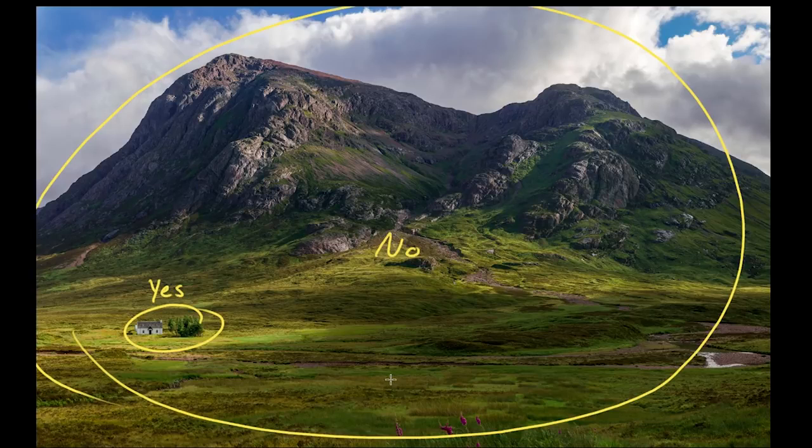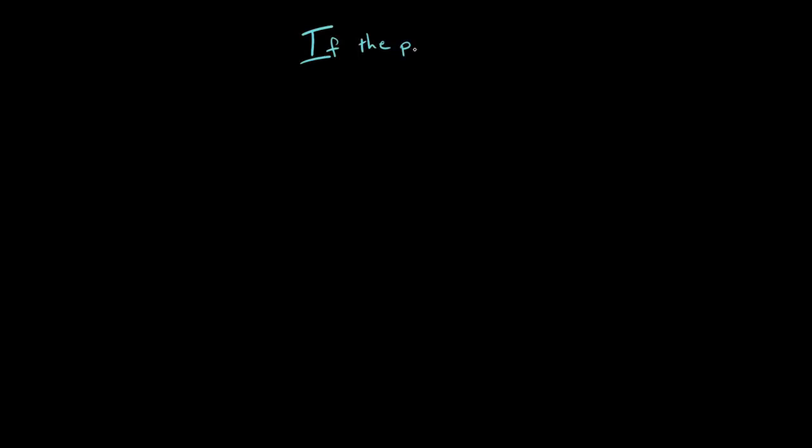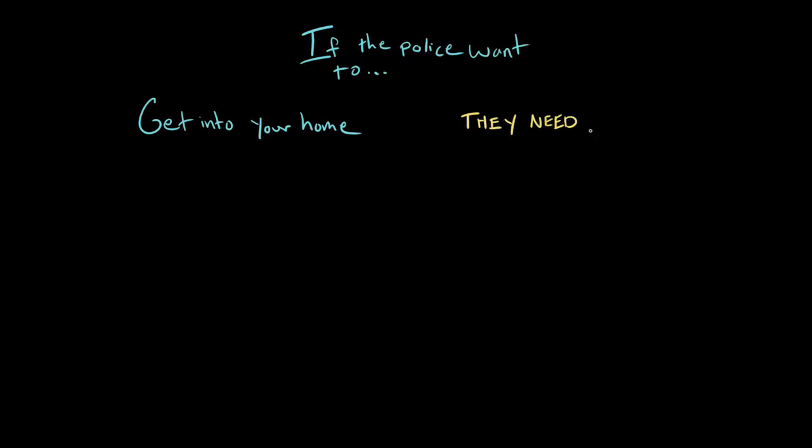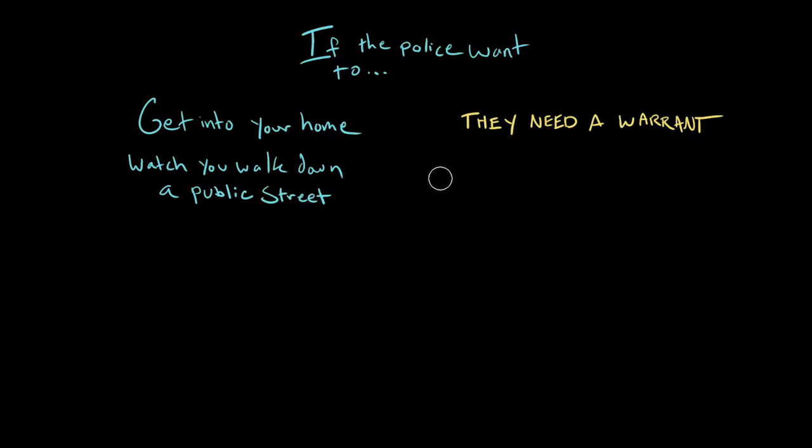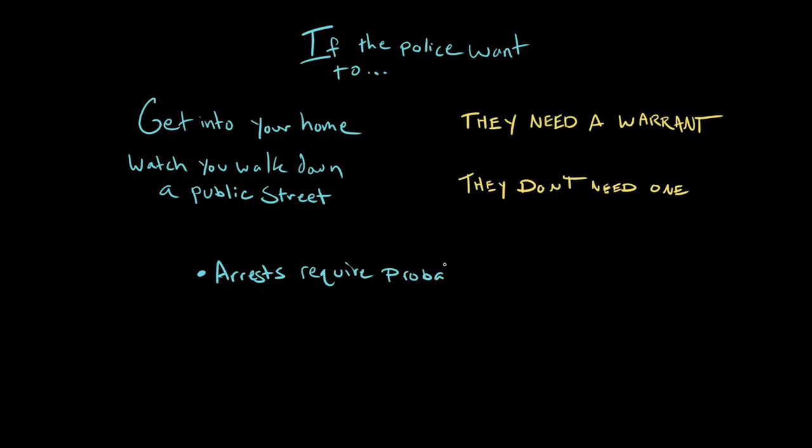So thinking about how the Fourth Amendment applies just in the physical world, if the police want to break into your home, they need a search warrant. If the police want to watch you walk down the street, they don't need anything. It's not a search or a seizure, so they can do anything they want just watching you. If they want to arrest you, they need probable cause to believe you've committed a crime. So those are really the building blocks of the Fourth Amendment, going back to 18th century technology. And then the big question becomes, all right, well, how do you update that to a modern world?